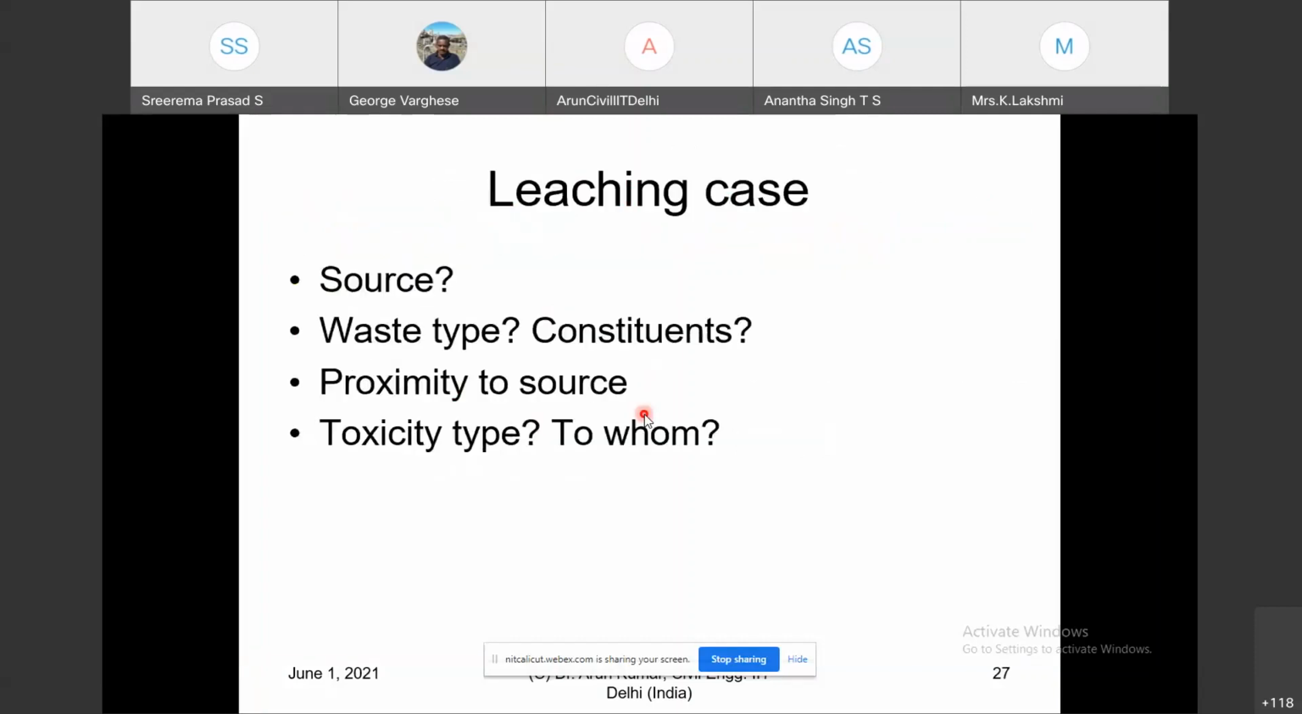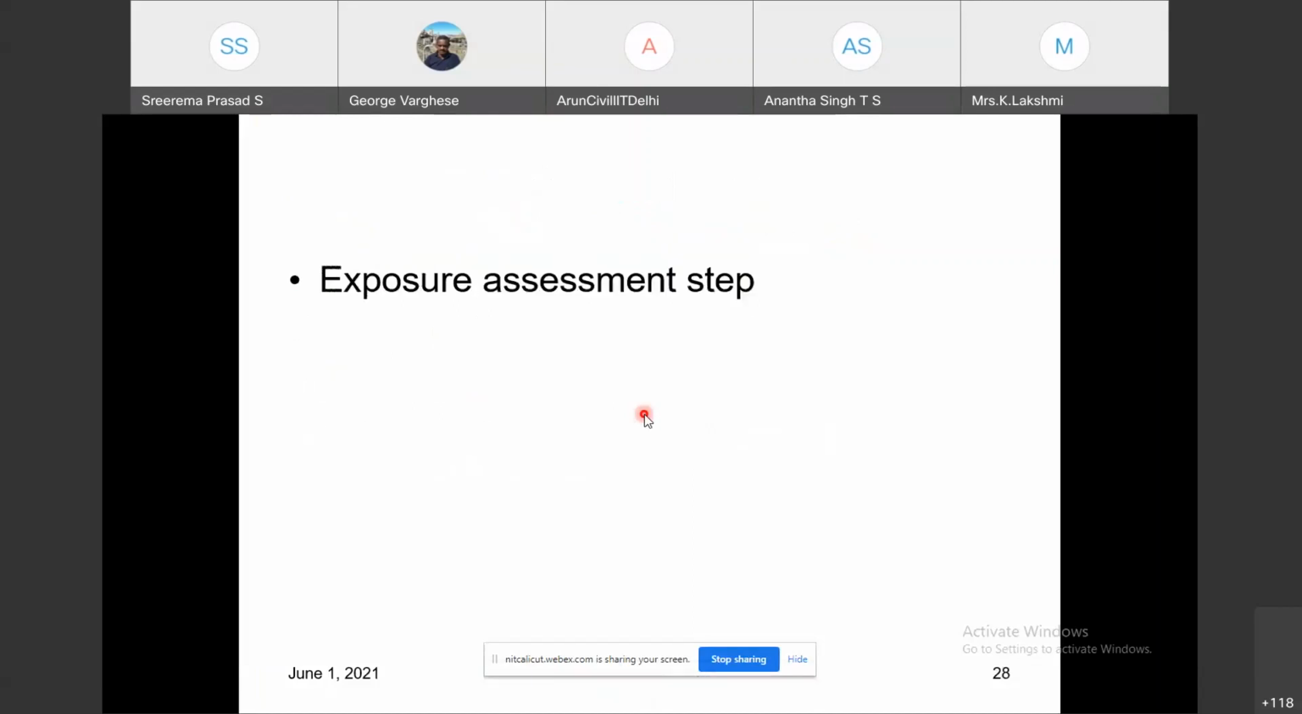So, okay, we will skip this. Then the second stage comes: the exposure assessment step.